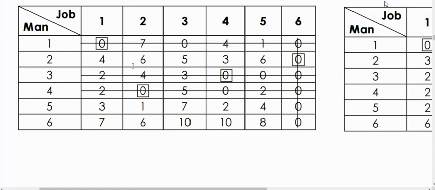Now see here, in the sixth man, we have the sixth column, which is having a 0. But we have already allocated the sixth job to the second man. So would we be able to allocate it to the sixth man? No, because one job for one person only.